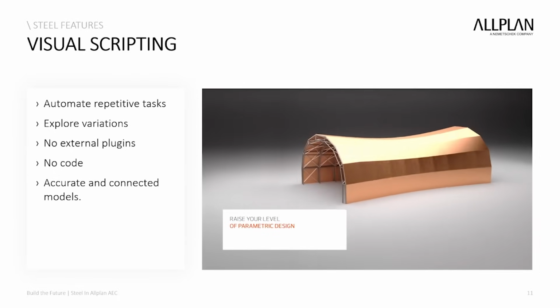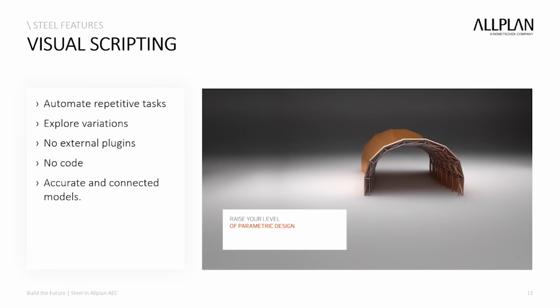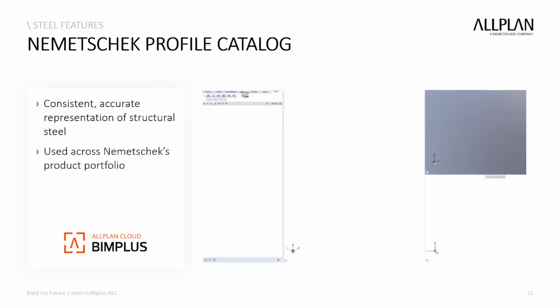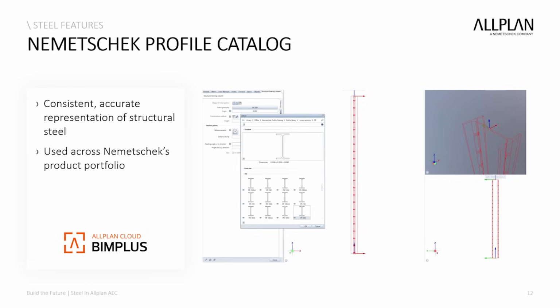During the design development and subsequent phases of pre-construction, it is important to provide precise geometry, orientation, and quantities for a building's structural system. ALLPLAN AEC's structural framing elements use the Nemetschek profile catalog available via BIM+, ensuring accurate representation of elements across Nemetschek's product portfolio.